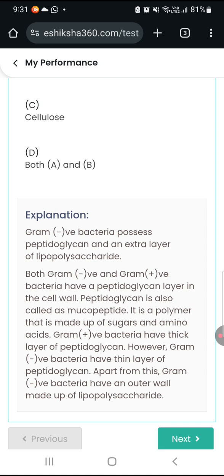peptidoglycan layer in the cell wall. Peptidoglycan is also called mucopeptide. It is a polymer that is made up of sugars and amino acids. Gram-positive bacteria have a thick layer of peptidoglycan. However, gram-negative bacteria have a thin layer of peptidoglycan. Apart from this, gram-negative bacteria have an outer wall made up of lipopolysaccharide.